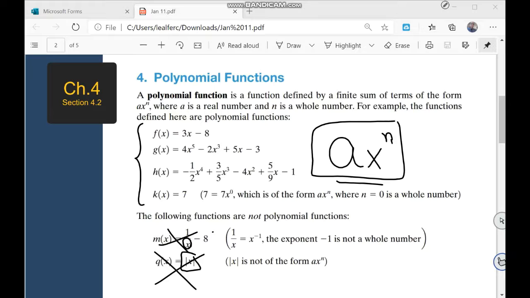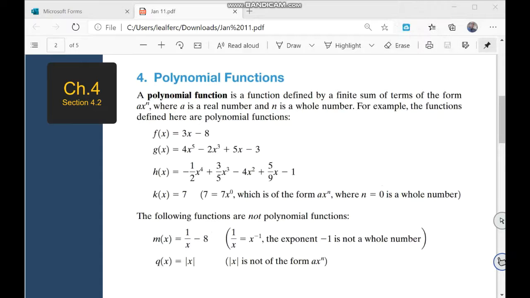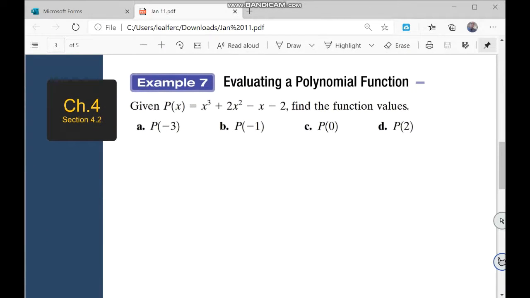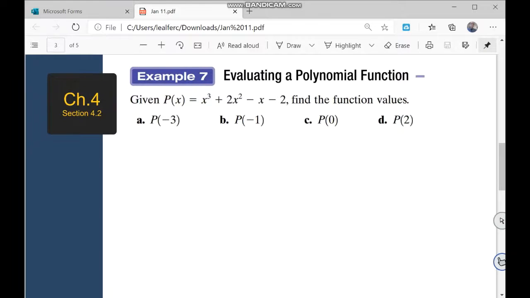You need to understand this, but we're probably not going to ask specific questions on the quiz or on the test about how to identify polynomial functions. What will be asked is how to evaluate a polynomial function. The next slide is what you really need to know how to work out: how to evaluate a polynomial function.